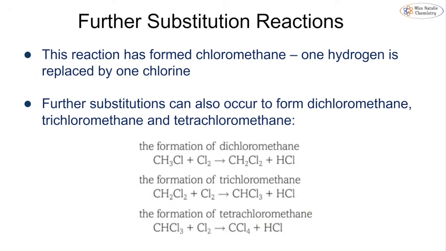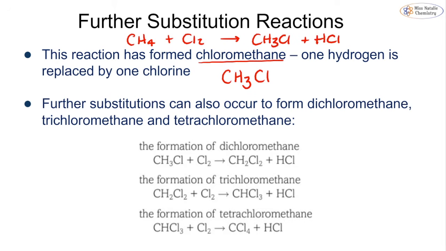Now this reaction has then given us our chloromethane. So we formed CH3Cl. So this is a substitution reaction because one of my hydrogens in CH4 has been replaced by 1 chlorine. So you met that reaction at GCSE where you had CH4 plus Cl2 to give you CH3Cl and HCl. Now you know how it happens. So it happens via initiation, propagation, and termination.